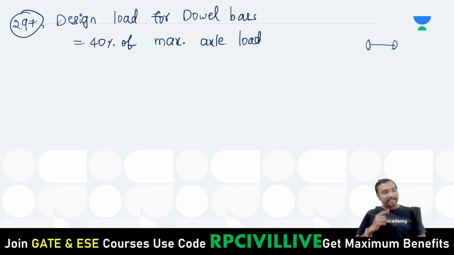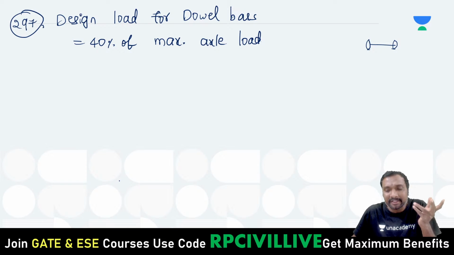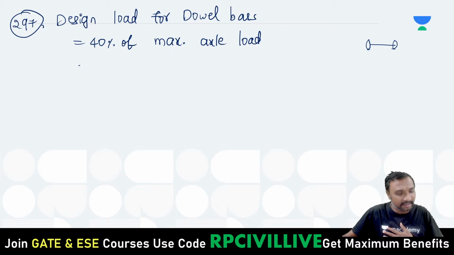Different axles are having different loads, and different vehicles are moving on the road with different axle configurations and different axle loads. Whichever axle configuration has the maximum load, that axle load we have to select, and 40% of that axle load will be used as the design force for this dowel bar.